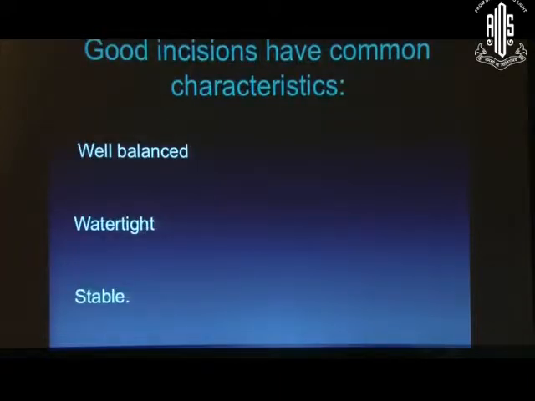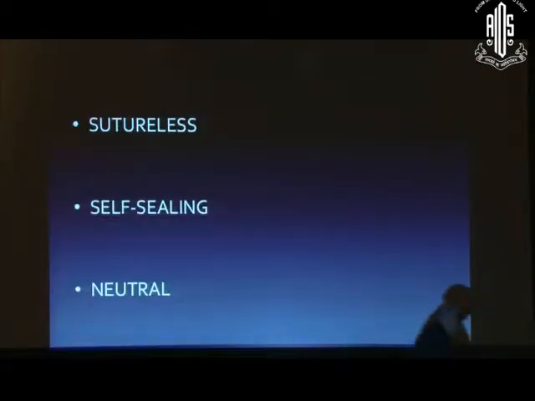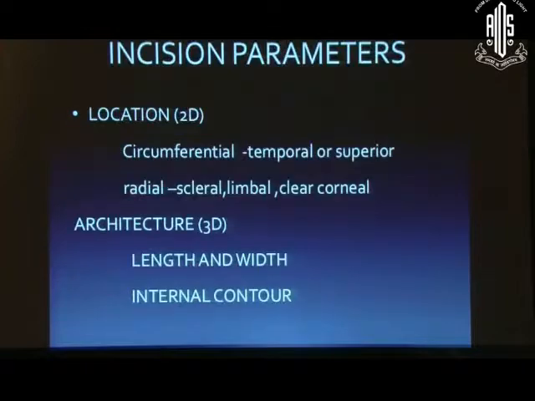Looking at the characteristics which a good incision should have, it should be well-balanced, watertight, stable. Needless to say, it should be sutureless, self-sealing and neutral. Coming to each of these individually during my talk further, when we are looking at an incision, we are looking at two basic parameters: one is the location where we are making the incision, and the other is the architecture. Between the two, the architecture is more important because this is the one that leads to the stability of the wound.